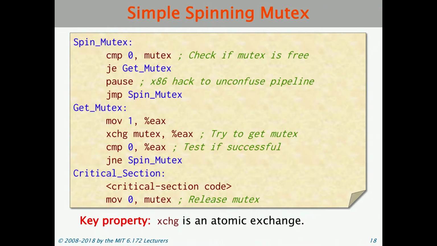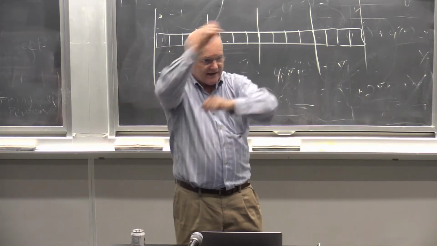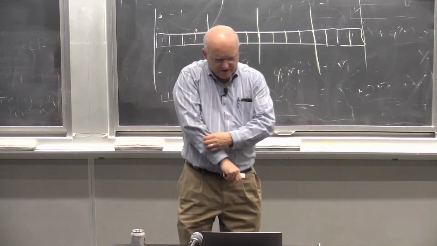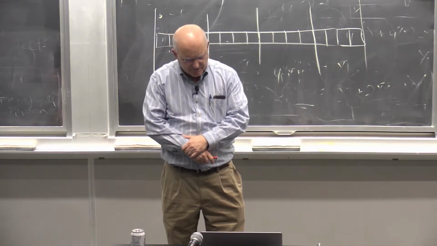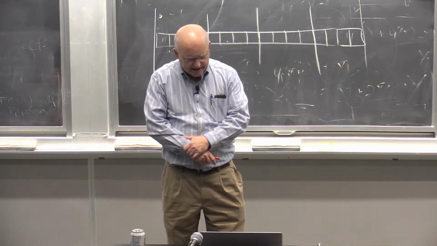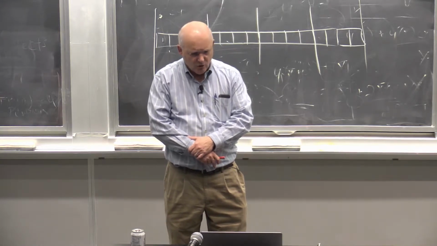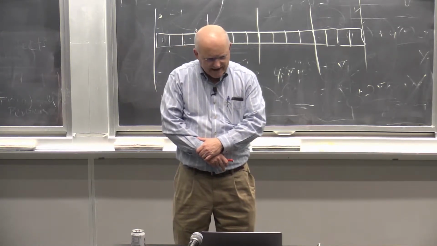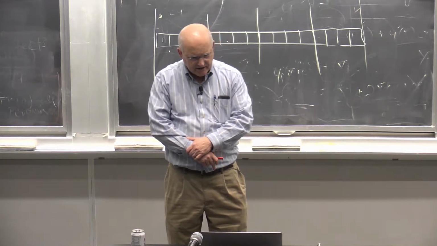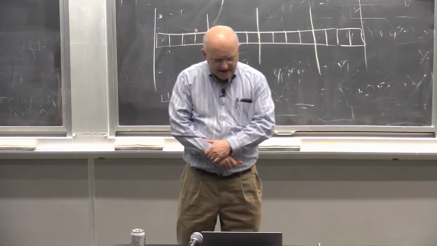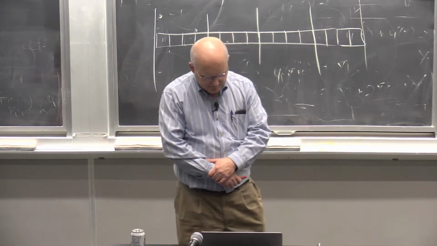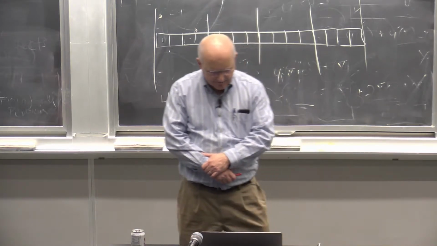So the question here is, the exchange instruction is an atomic exchange. So it takes the register and the memory value and it swaps them, and you can't have anything come in. So one of the things that might have you confused a little bit here is, wait a second, I checked to see if the mutex is free, and then I tried to get it and to test if I was successful. Why can't I just start out by essentially going to get mutex? Why do I need any of the code between spin mutex and get mutex?